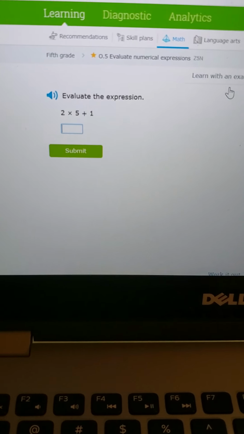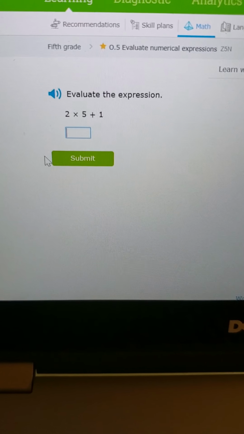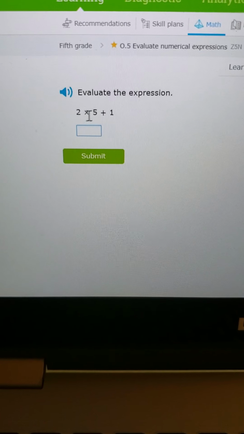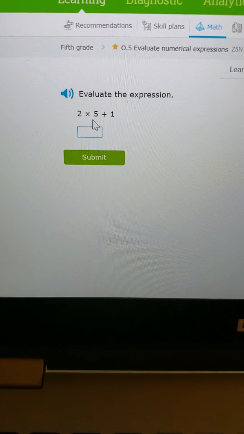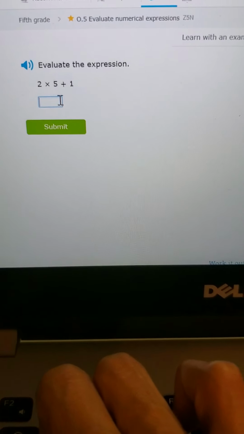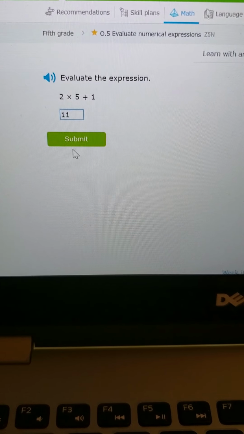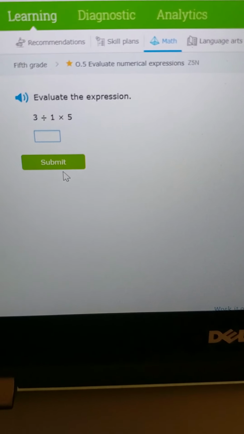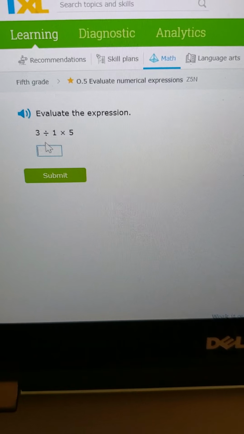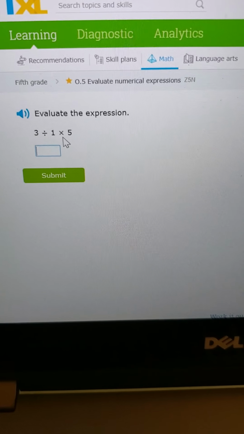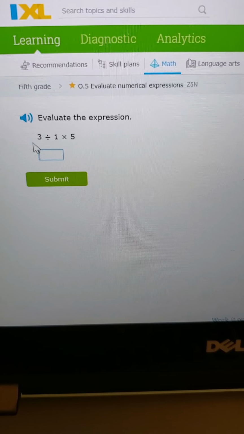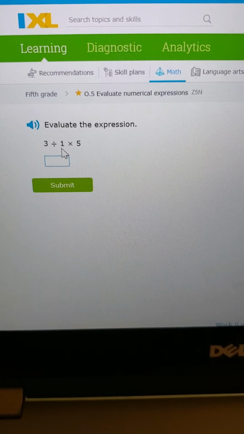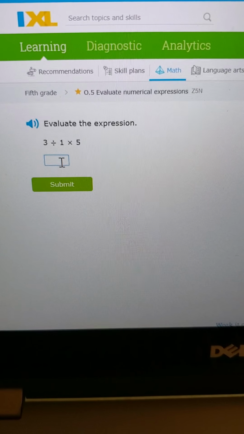So keep in mind, you always need to do the division or multiplication first. So we need to do 5 times 2 first, which is 10 plus 1 is 11. So you write your answer there and you submit. Here is where they're going, and they have division and multiplication. So remember, the rule is just go from left to right. 3 divided by 1 is 3 times 5 is 15.